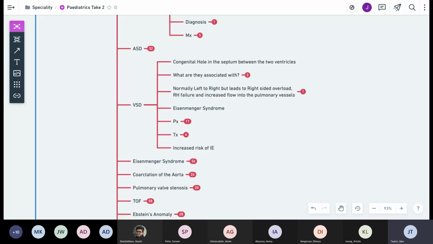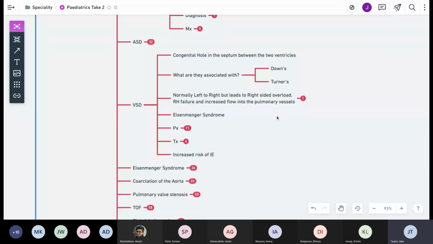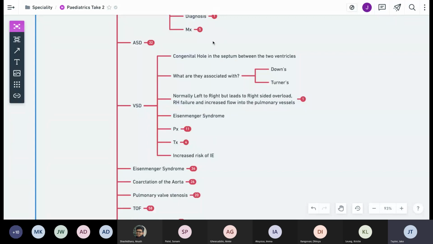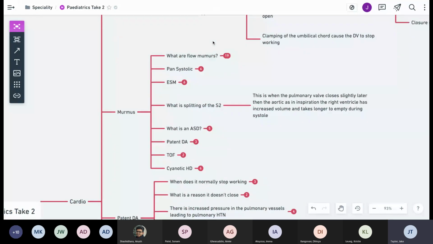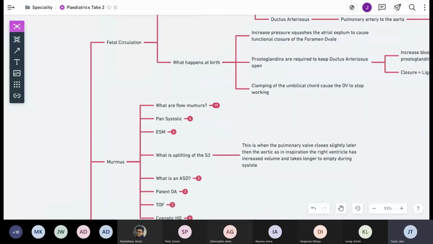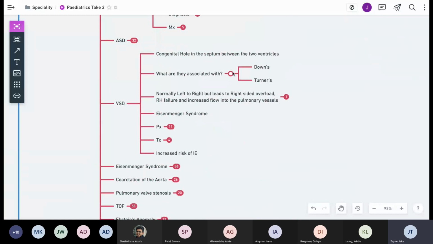Nice. So yes, that is part of the tetralogy of Fallot. Any conditions in particular? Yes, very good. So congenital disorders, Down syndrome and Turner syndrome. We're going to get onto the more specific parts of Turner syndrome later, but Down syndrome patients get these atrioventricular defects. They can either be, as I said in the ASD, in the ostium primum defects, or they can be here, VSDs, more commonly VSDs.